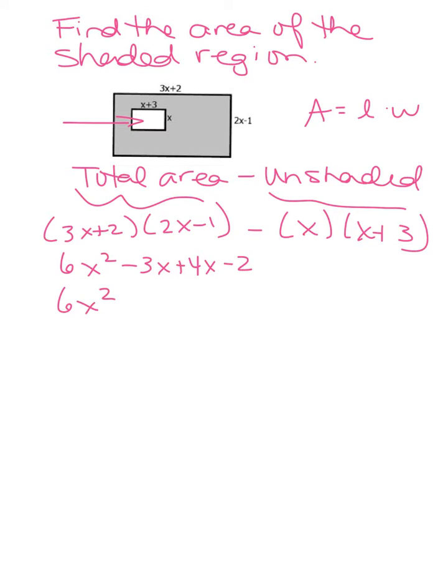I have 6x squared plus x minus 2. Now, I have to subtract out the unshaded region here. I have to be really careful. I'm subtracting, but I have to make sure I multiply this, and I'm going to put it in parentheses to make sure in the end I distribute when needed.